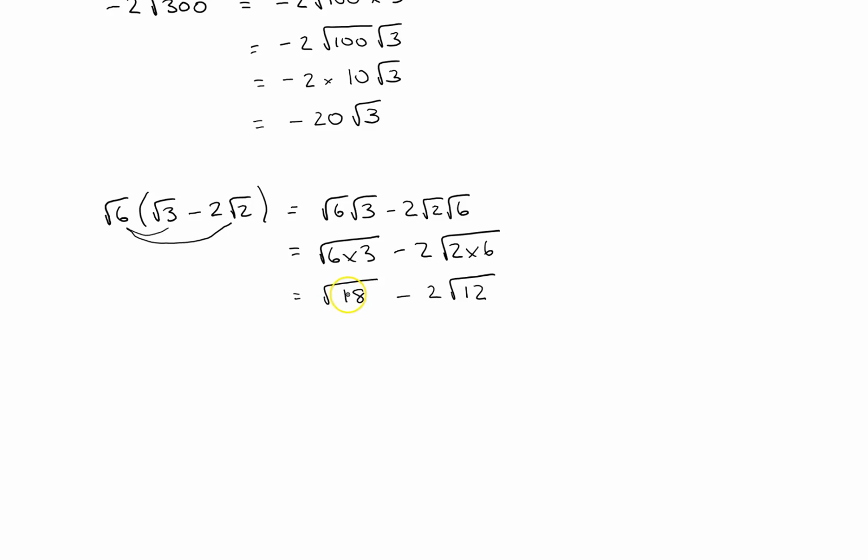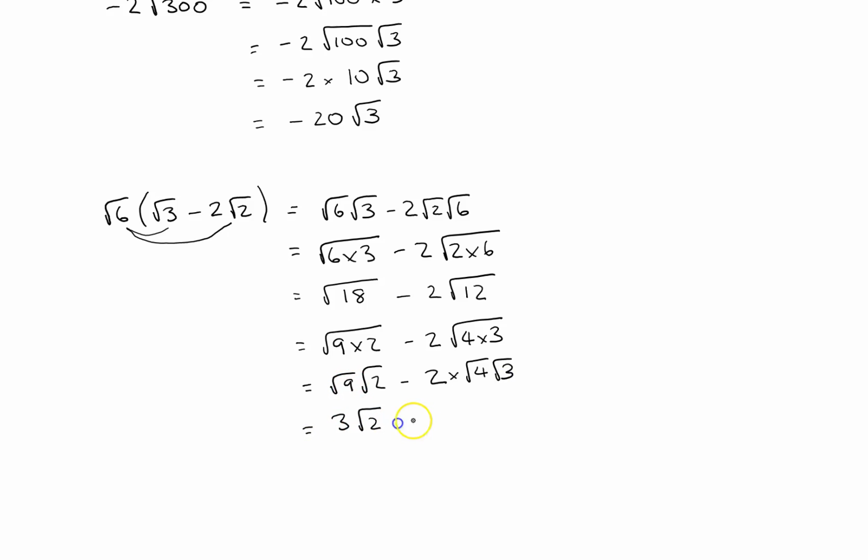So 18 can be broken down into factors 9 times 2. And root 12 we've already worked with, of course. So our root 9 root 2 minus 2 times root 4 root 3. Root 9 is 3 root 2. 2 times square root of 4 is 2. So we've got 2 times 2, which is 4 root 3.